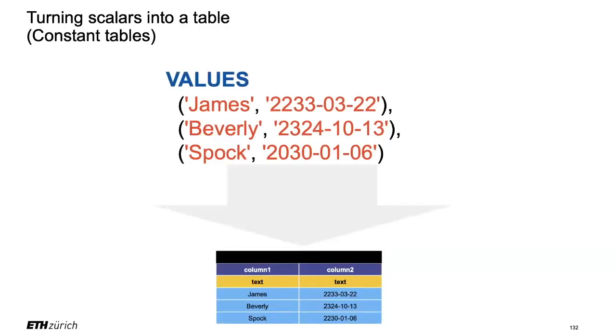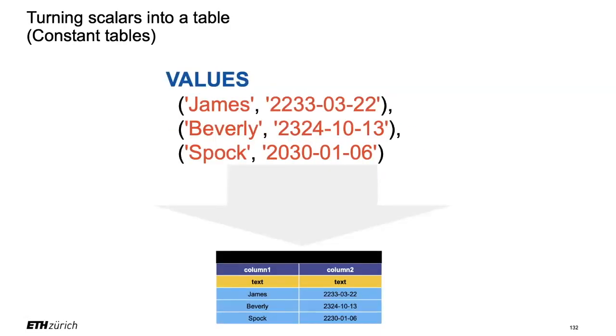Right? Here's another example where I reconstitute a table that I've seen earlier in the slides with James and the date, Beverly and the date, and that's what it does, always with column 1, column 2. In that case, it's a text because it doesn't know these are dates, right? So that's why you get text and text.